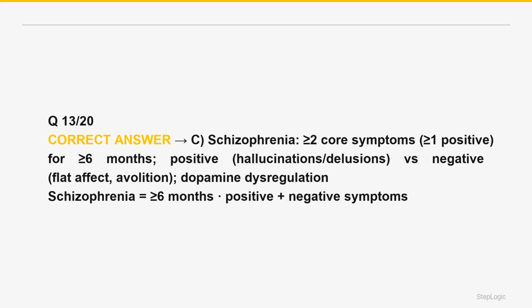The duration criterion separates the psychotic disorders along a timeline. Brief psychotic disorder lasts less than 1 month, often after a stressor. Schizophreniform disorder lasts 1 to 6 months, and schizophrenia requires symptoms for at least 6 months, with at least 1 month of active symptoms. The dopamine hypothesis underlies treatment. Antipsychotics block D2 receptors. Positive symptoms respond best. Two core symptoms with positive and negative categories lasting at least 6 months is schizophrenia.